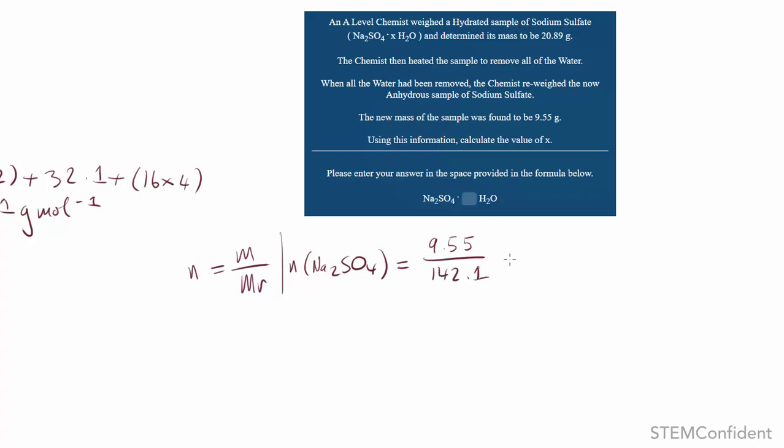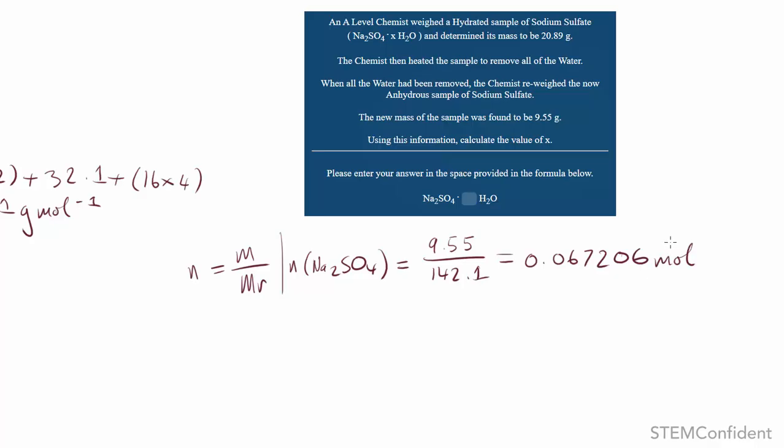Now, this is the molar mass for Na₂SO₄, so what we can do is put this in here, 142.1. This is going to give you the number of moles of Na₂SO₄. If you do work that out, you should find that you get 0.067206, and that's going to be in moles.